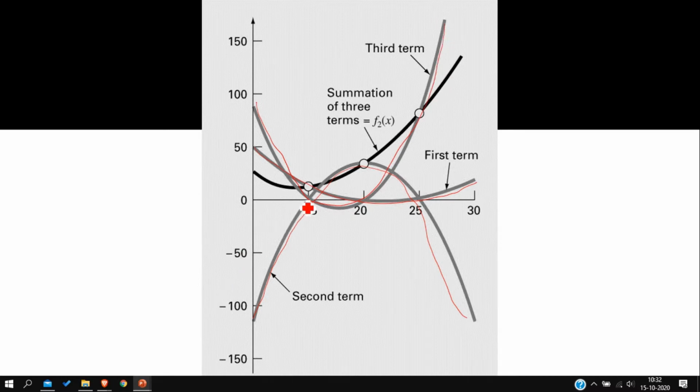In this case, x0 was 15, x1 was 20, and x2 was 25. That is why on 25 there is a point, on 20 there is another point, and on 15 there is the third point. Then we sum up all these three terms to get this curve. This will be the final curve, the summation of all the three terms. This particular curve goes through all the 3 points. So this is the graphical representation of what we have seen.